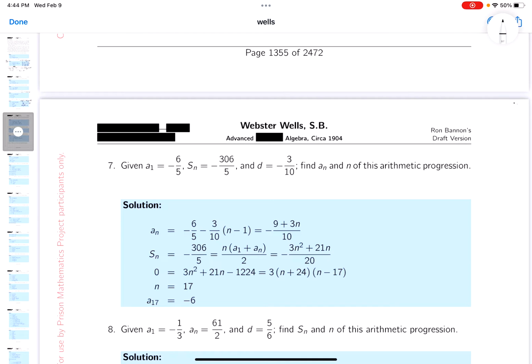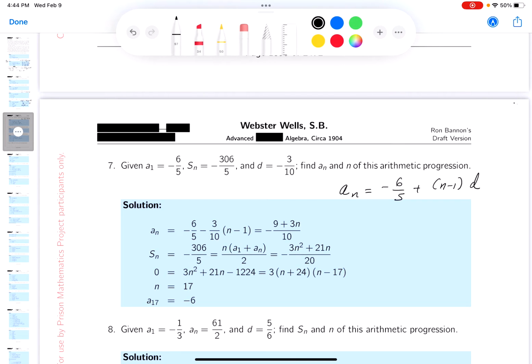So let's write this down. An is equal to A1, which is minus 6/5, plus (n minus 1)D. All right? And do I know what D is? Oh yeah, D is minus 3/10. I'm sorry, I missed that. Let me just erase that then, okay?